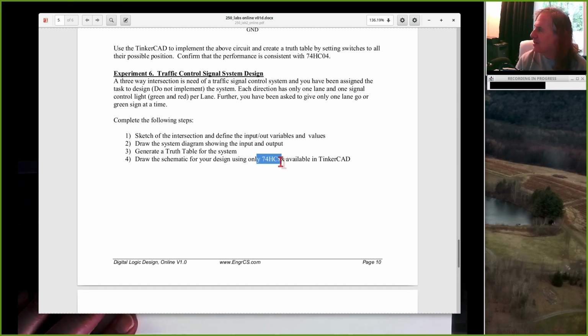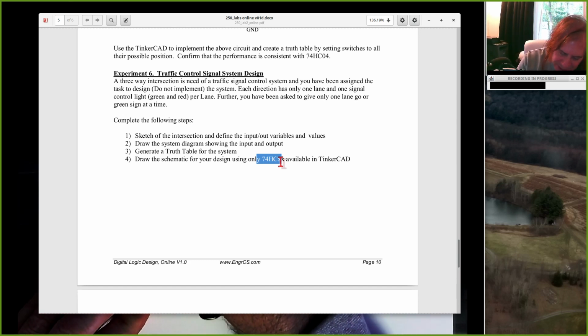So you can use any of those that are available. What does a schematic diagram look like? It's got to have logic symbols.